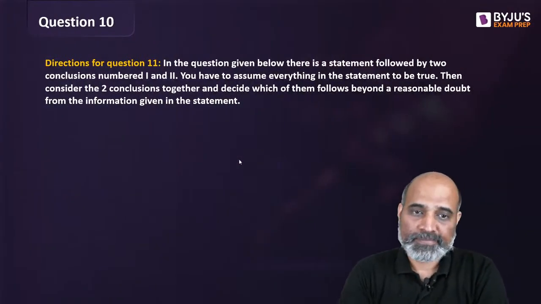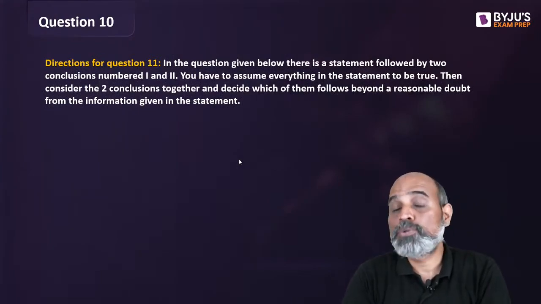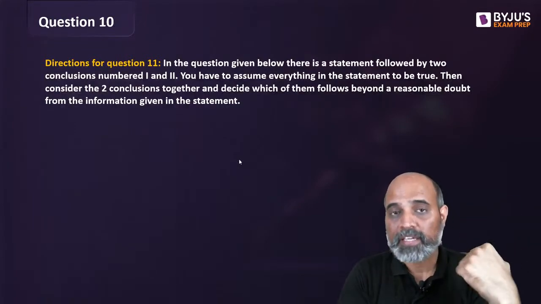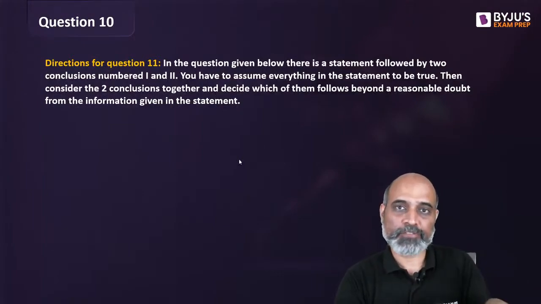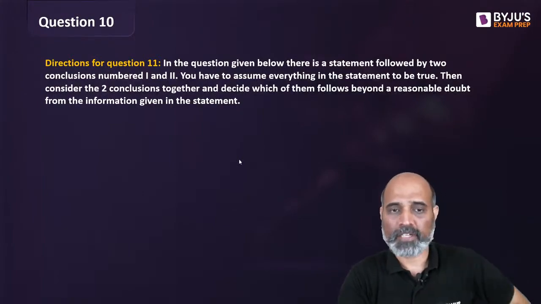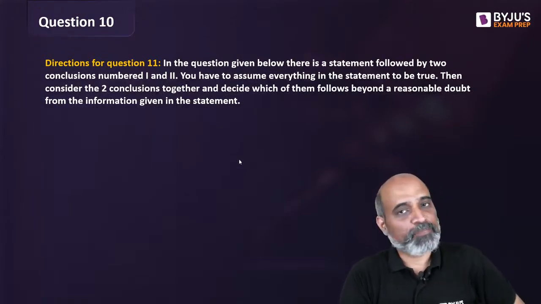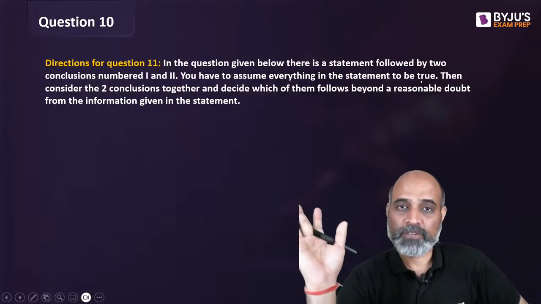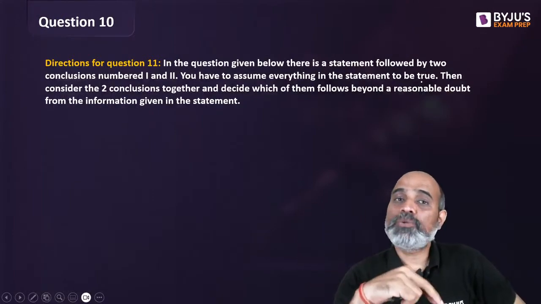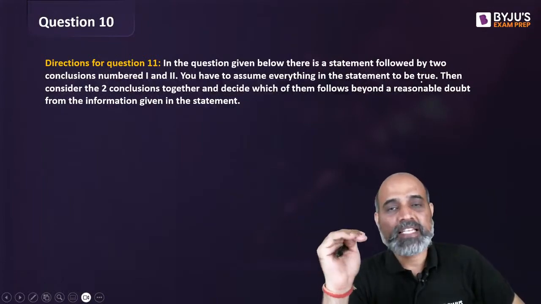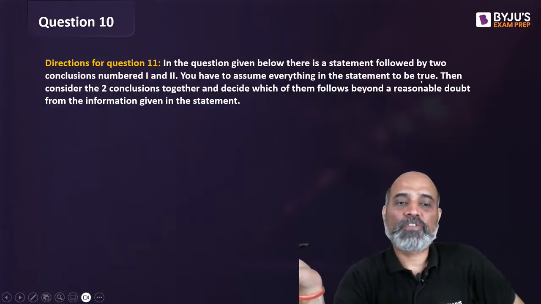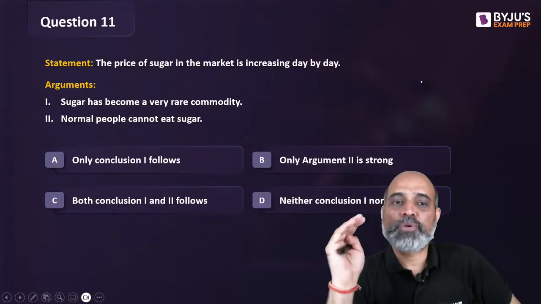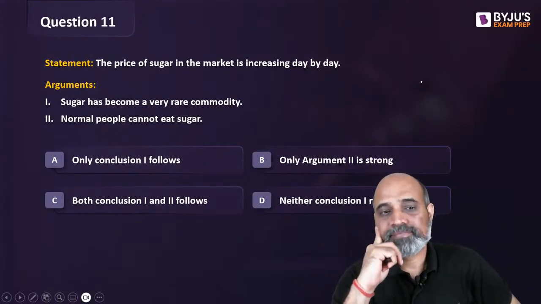Okay, next. In the question given below, there is a statement followed by two conclusions. Previous वाले क्या थे? Strong and weak arguments. This one is about conclusions. Okay? I'll tell you now how, in layman words, in real life, we look into statements and conclusions. So you have to assume everything in the statement to be true. ये important part है. Statement में जो लिखा हुआ है वो सच है, सत्य है वो. It's a fact. Then consider the two conclusions that follow it, and then you need to decide which of them follows beyond a reasonable doubt from the information given in the statement. ठीक है? Example के तौर पर, the price of sugar in the market is increased day by day. ठीक है?